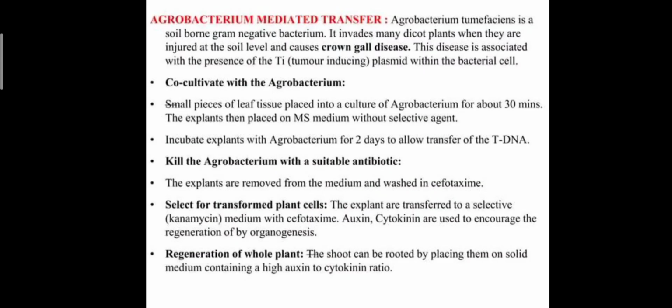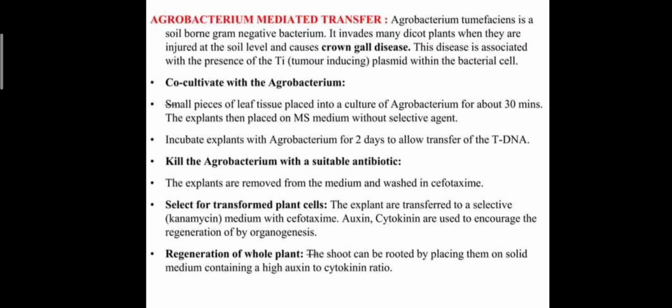Another one is Agrobacterium-mediated transfer. Agrobacterium tumefaciens is a soil-borne gram-negative bacterium. It invades many dicot plants when they are injured at the soil level and causes crown gall disease. This disease is associated with the presence of tumor-inducing plasmids within the bacterial cell.